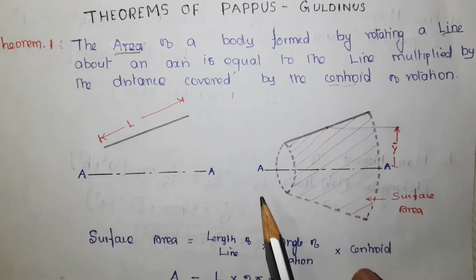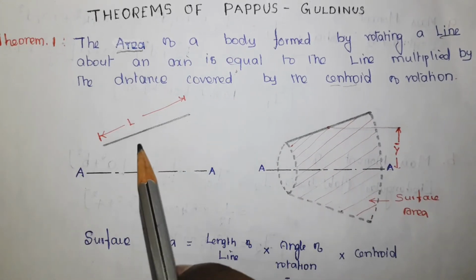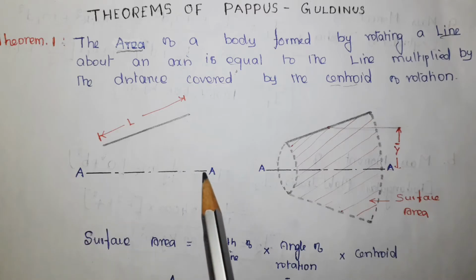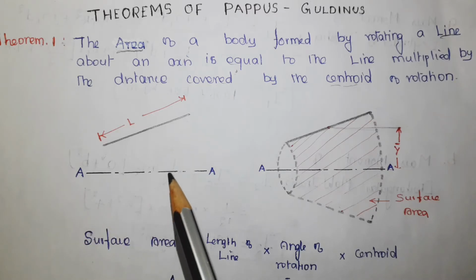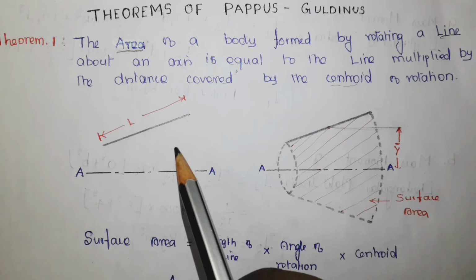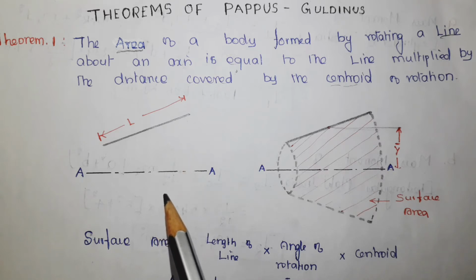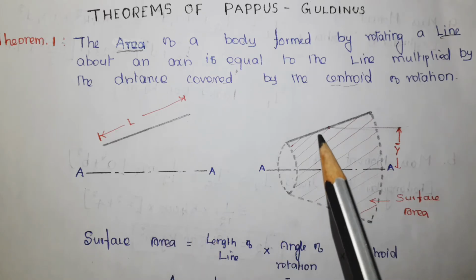Now let us take a line. The length of the line is L and here is the axis A. Now I am going to rotate this line by some angle. In this case I am going to consider the angle as 360 degrees. But it is not that it should be 360 degrees, it can be even 270 or 90, any angle. Now it creates a surface something like this.